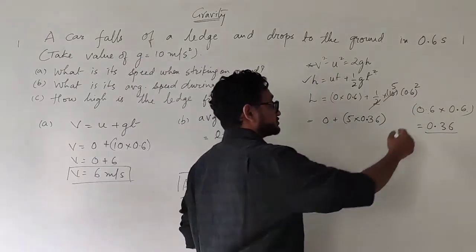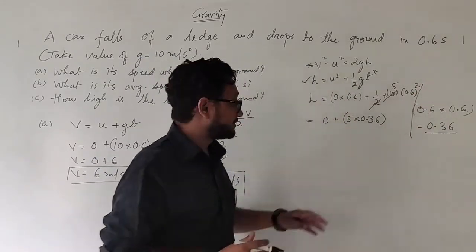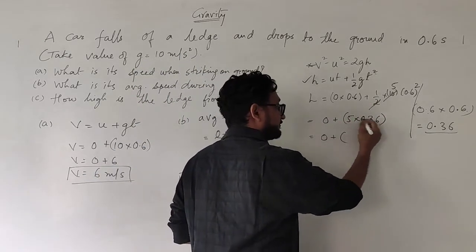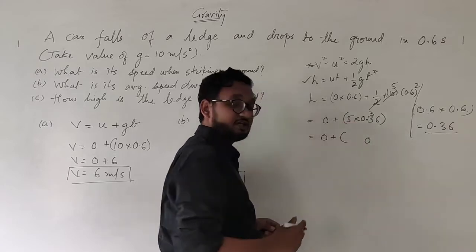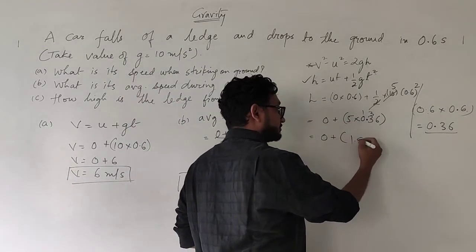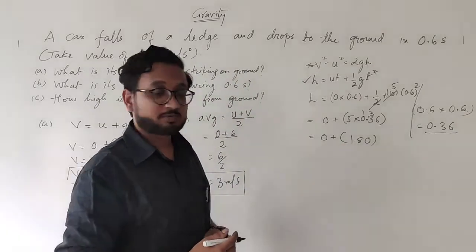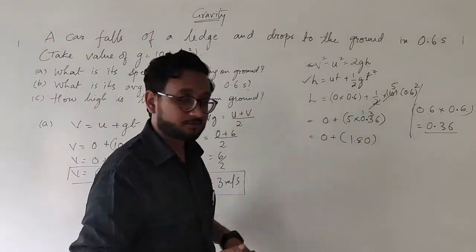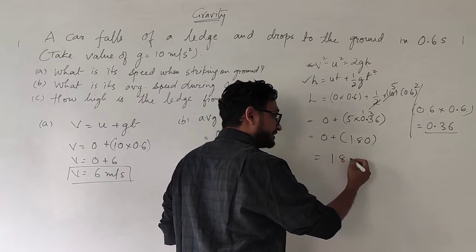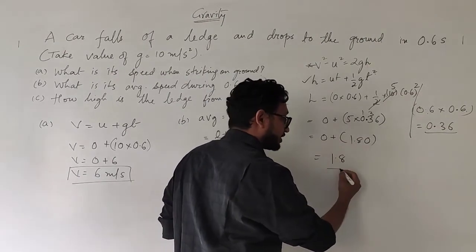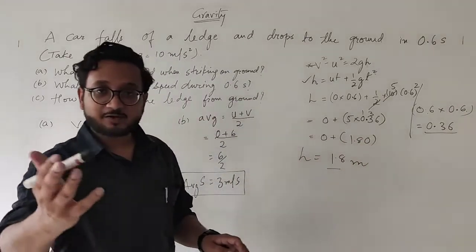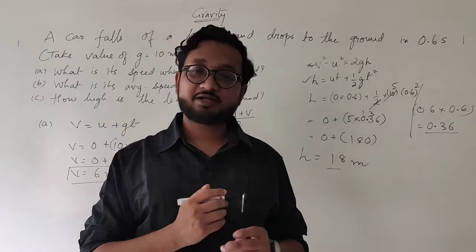This is how we are supposed to solve. Multiplying 5 into 0.36, this will give you 0 plus 5 sixes are 30, 5 threes are 15, 15 plus 3 is 18, and the answer is 1.80, 2 decimal places. 0 plus 1.80 will give you 1.80, or I can write just 1.8, and this is the height, that is 1.8 meters. So the height of the ledge is 1.8 meters.